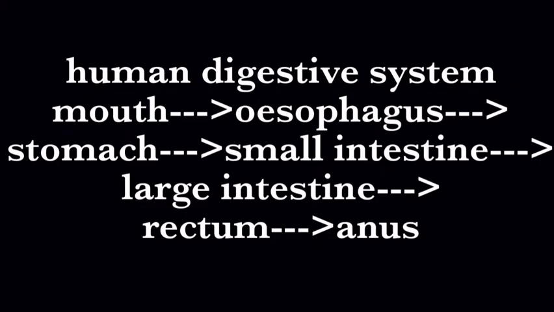This is the human digestive tract or alimentary canal. It starts from the mouth and then passes through the esophagus, stomach, small intestine, large intestine, rectum, and at last it opens out through an opening called the anus.